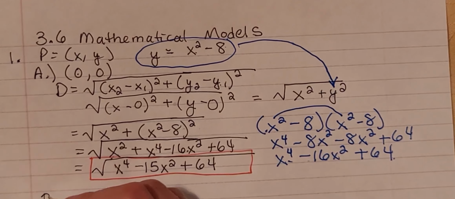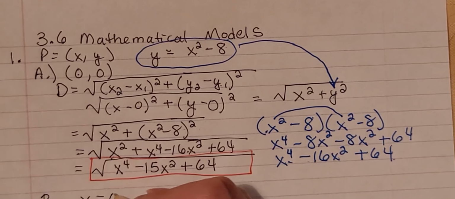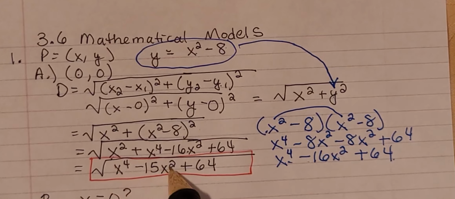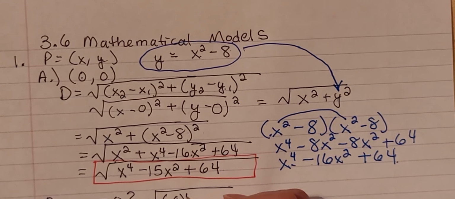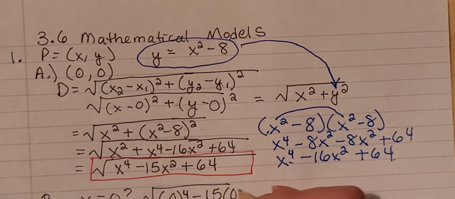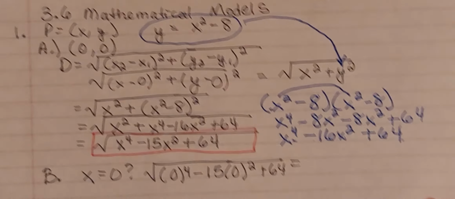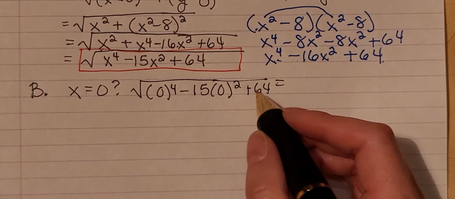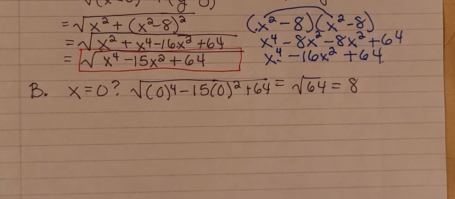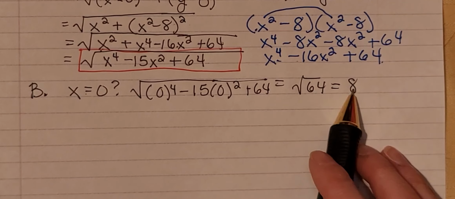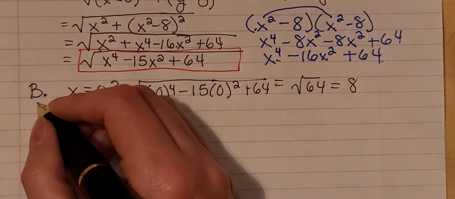Okay, question B. What is d if x equals 0? So if x equals 0, you're going to plug 0 into the x's. You're just using the equation you found in A. So 0 to the 4th minus 15 times 0 squared plus 64. We're going to reduce that down. So that gives you the square root of 64, and the square root of 64 is 8. Because this is a distance, it's only going to be positive 8 and not negative 8. So we only have to worry about the positive.